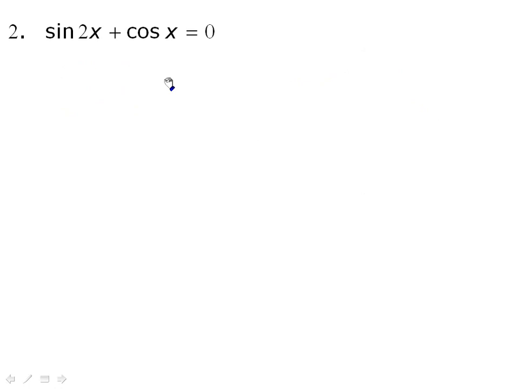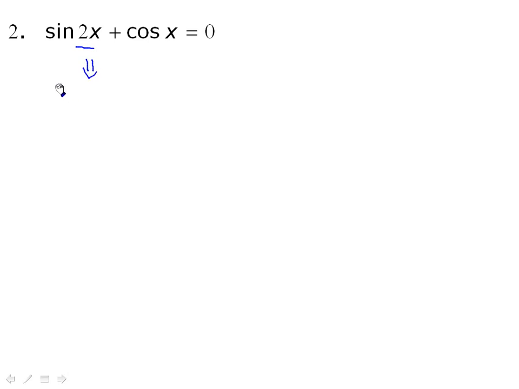Sine 2 theta plus cos theta is equal to 0. Same domain between 0 and 2 pi. When you look at this one, there's a problem first off because you've got sine and cos, two different trig ratios. Not good, because we would normally have to use identities to simplify them. But we also see the sine 2x. So we're thinking a double angle identity. Or I hope you're thinking that.